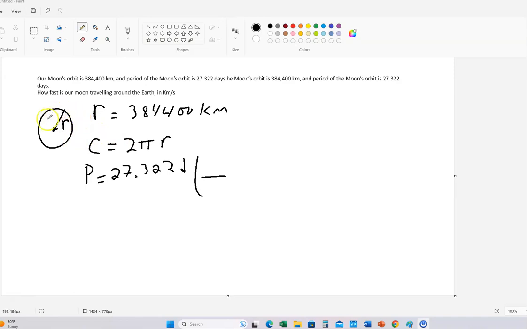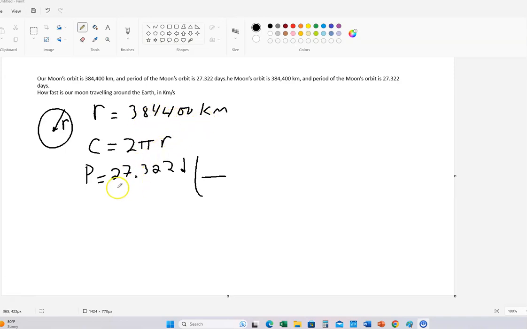Now the distance that the moon is traveling is really the circumference of the circle. Since we know the radius of the circle, the circumference is 2 pi times the radius. So we'll just multiply 2 pi times this distance here.